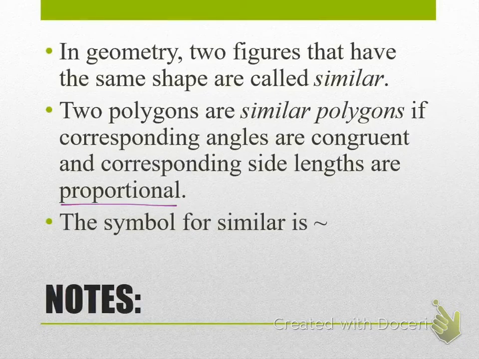The symbol for similar is a little squiggly, tilde, whatever you want to call it. Remember that congruent was that squiggly with an equal sign under it. So now they're not congruent, they're just similar. We take away the equal sign.